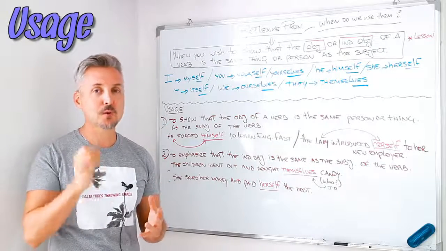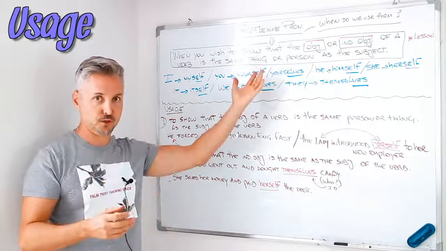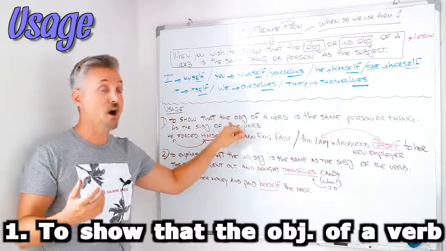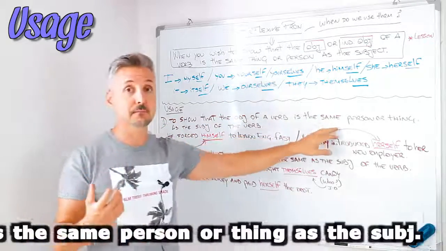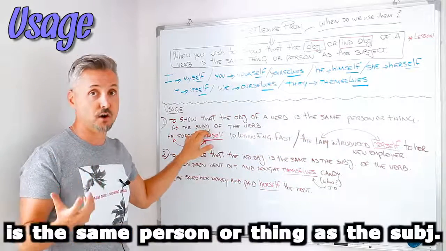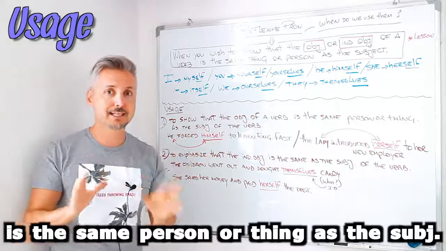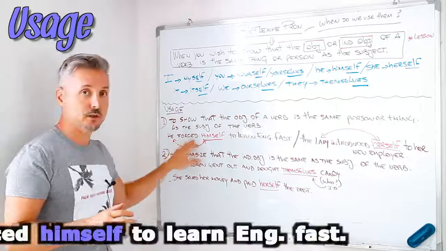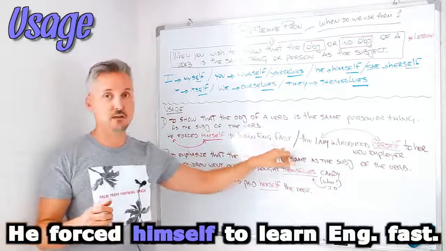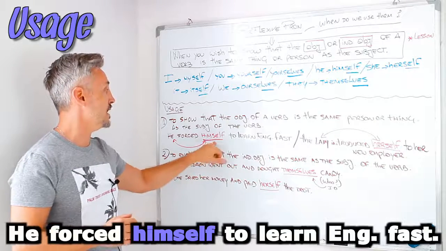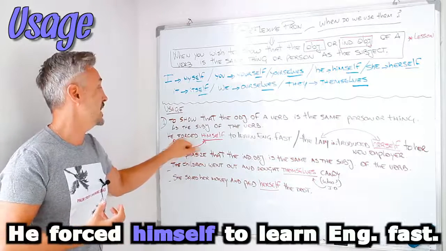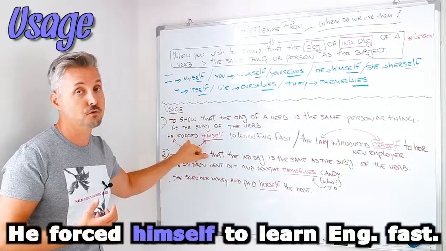So when do we use reflexive pronouns? Well, the first, most important point I already told you. I repeat it. To show that the object of a verb is the same person or thing as the subject of the verb. So, like my example, he forced himself to learn English fast. So, himself is the same as the subject of this verb, force, to force.